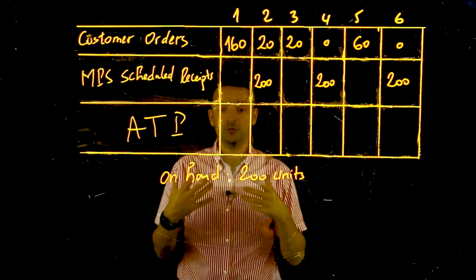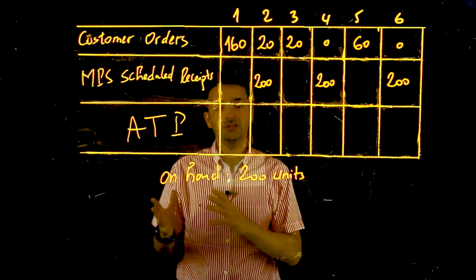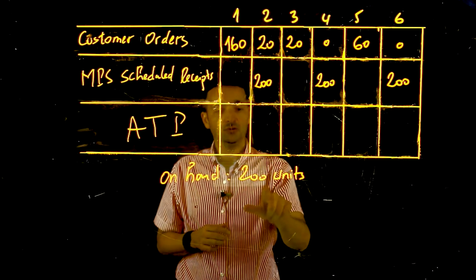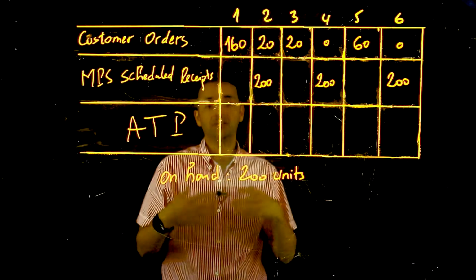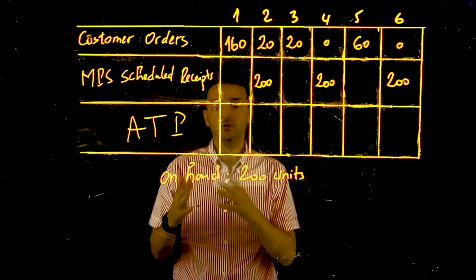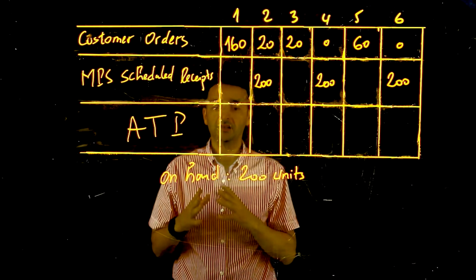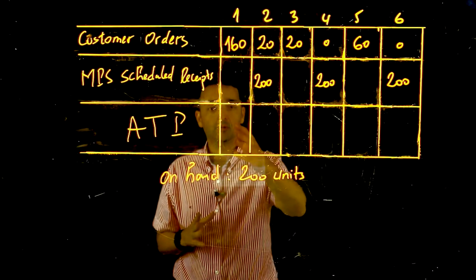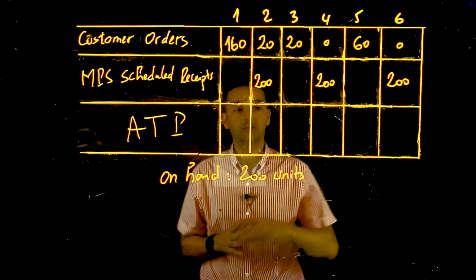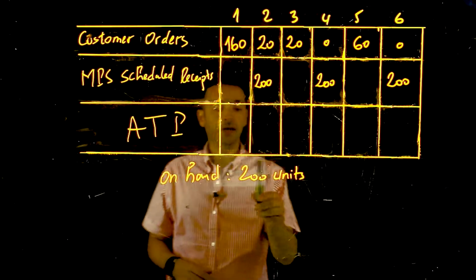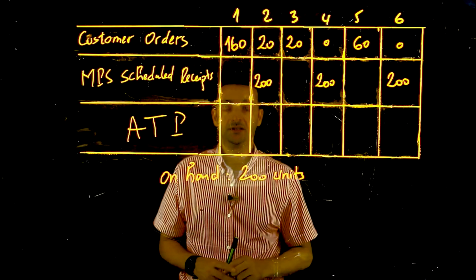Let's apply procedures and use the inventory on hand before period 1, which is 200 units, to determine what is uncommitted, or ATP, available to promise, in the current plan period of period 1 and after, for period 2 and so on. So the on hand is 200 units.